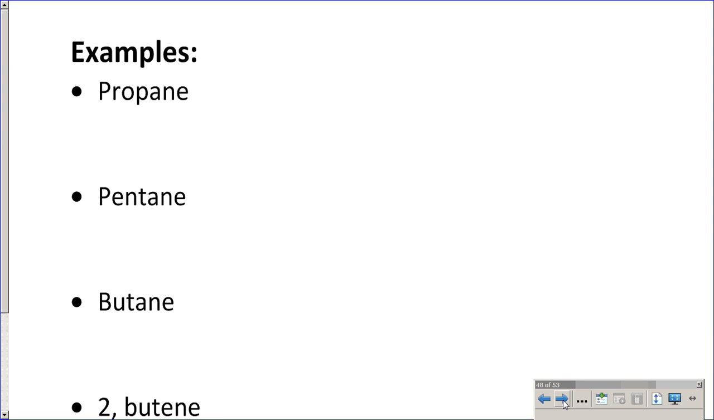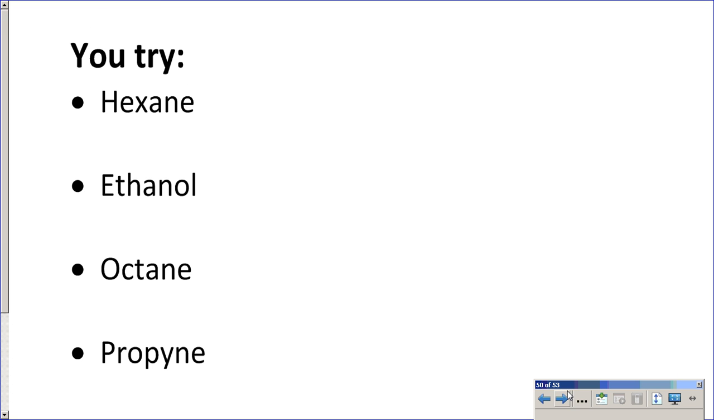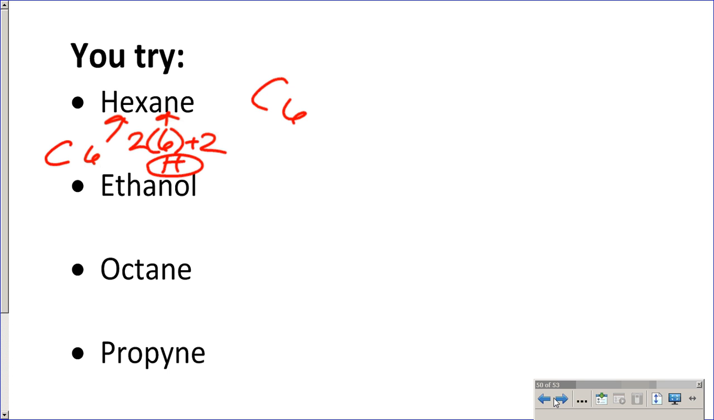Let's do some practice. All right, hexane. What does hex mean? 6. So I got C6 and then ane. How did you get 14? 2 times 6 plus 2, because this means number of H's, and this means number of C's. So 2 times 6 plus 2 is 14, so H14.